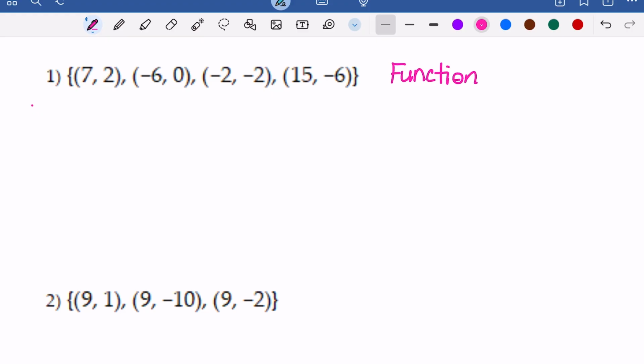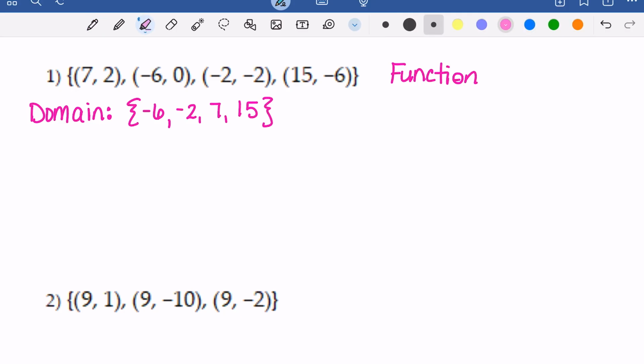If I wanted to list my domain, if you have a list of the ordered pairs, the domain is just going to be listing them. Now, those curly brackets are just a way to draw a set. And so we're just going to list them. Normally you would list them in order from least to greatest. So the smallest x value is -6. Then I've got -2, and then 7, and then 15. And so again, all of these are coming straight from these x values.